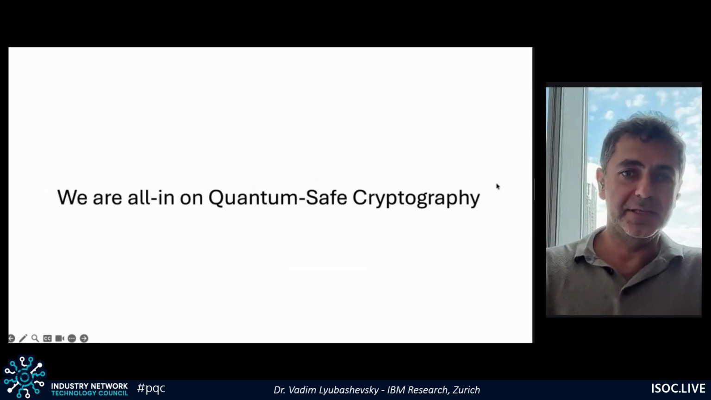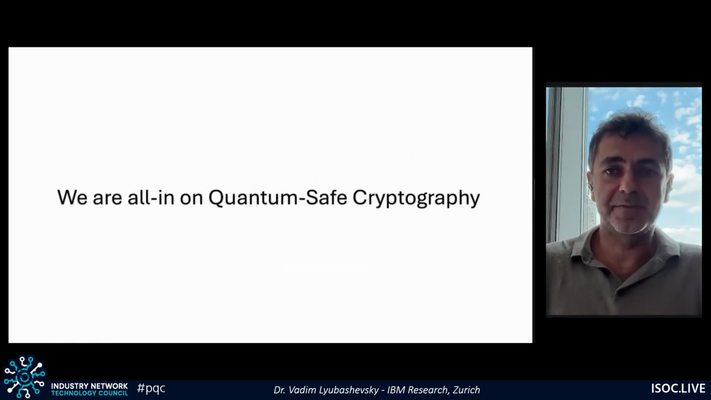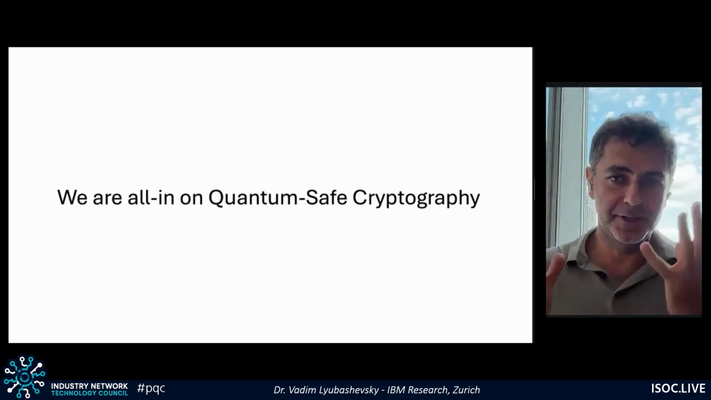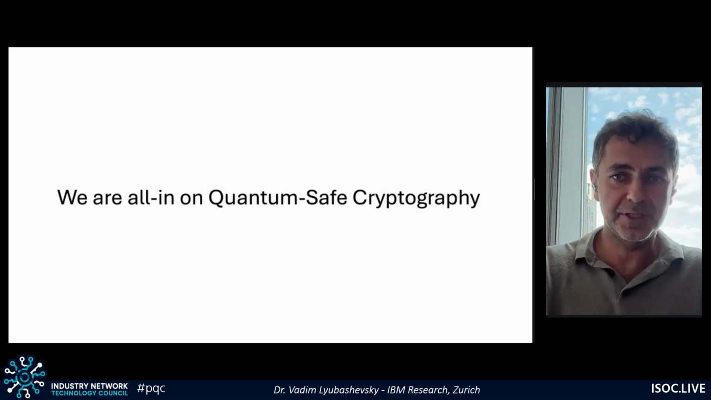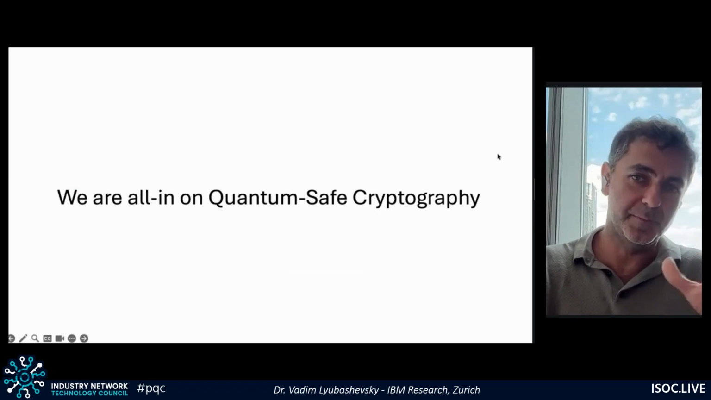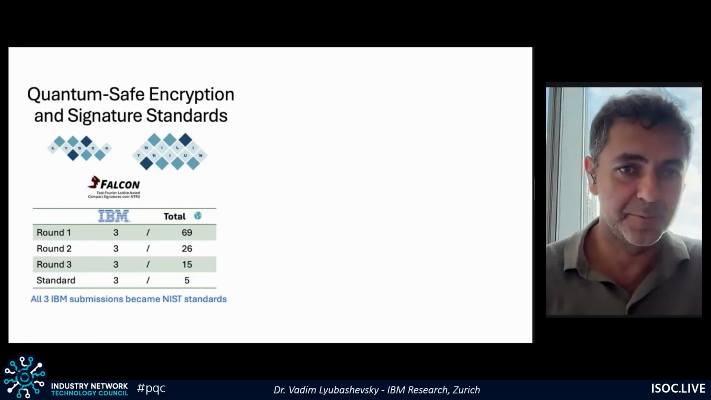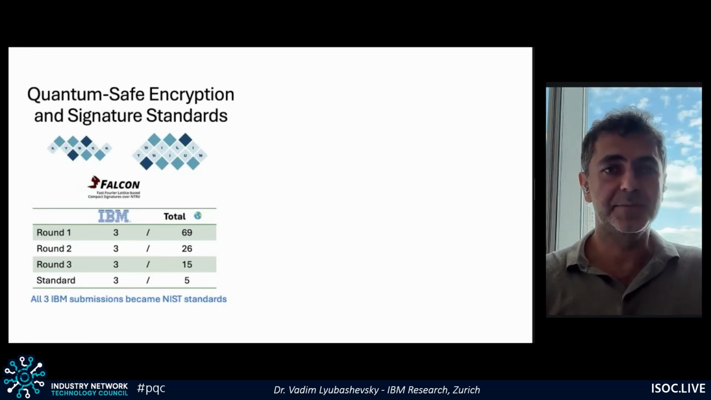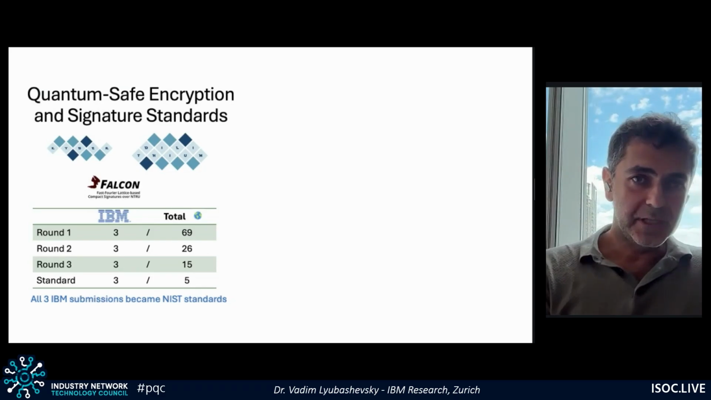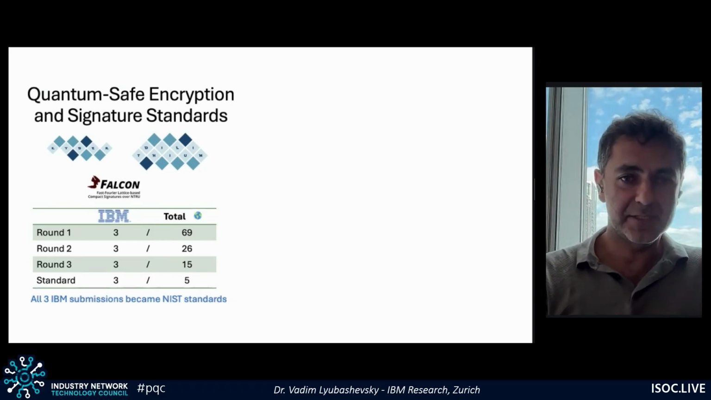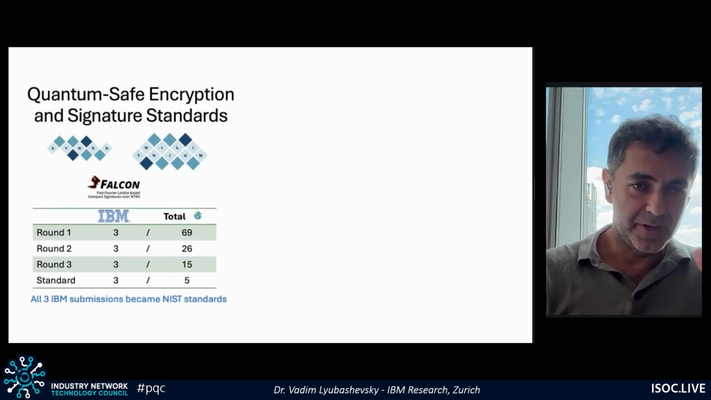So we are basically all in on quantum safe cryptography. In our research, we are really focusing not just on encryption and signatures, but on more advanced primitives as well. But when it comes to encryption and signatures, we were pretty active participants. We submitted 3 schemes to the original NIST competition, and there were 5 total selected, plus some backups, and 3 of ours were selected.